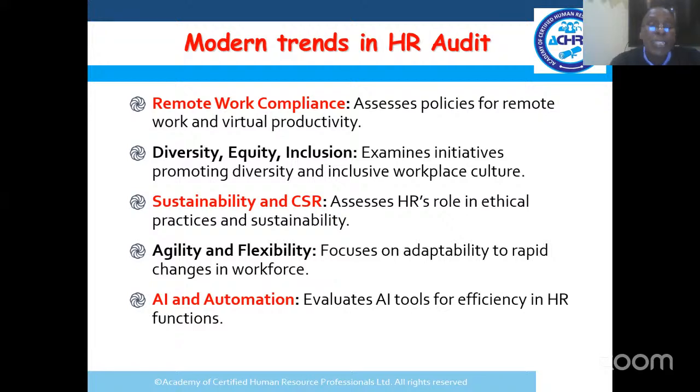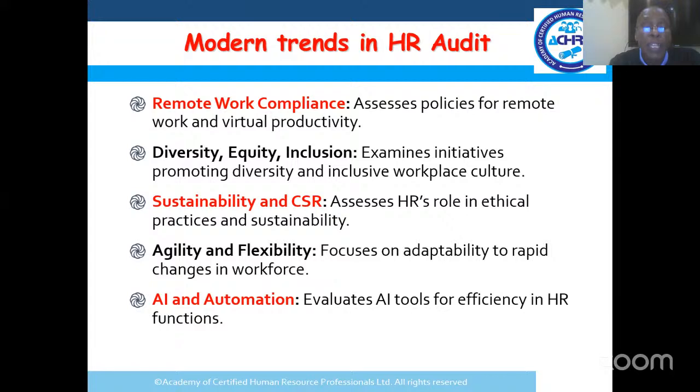The other modern trend is AI and automation. AI has taken the world by storm, and many of the functions that were performed manually can now be done through AI. Depending on which AI tools we are using, many of us use generative AI, where we generate solutions through the use of artificial intelligence. It is a kind of problem-solving tool that can help us to perform various functions in HR.